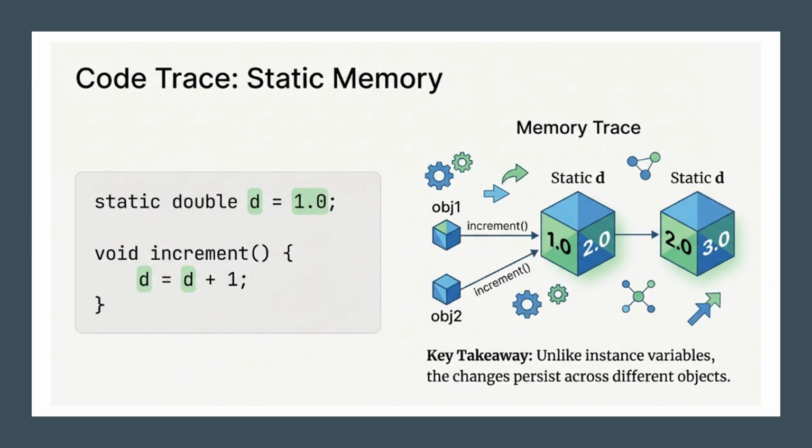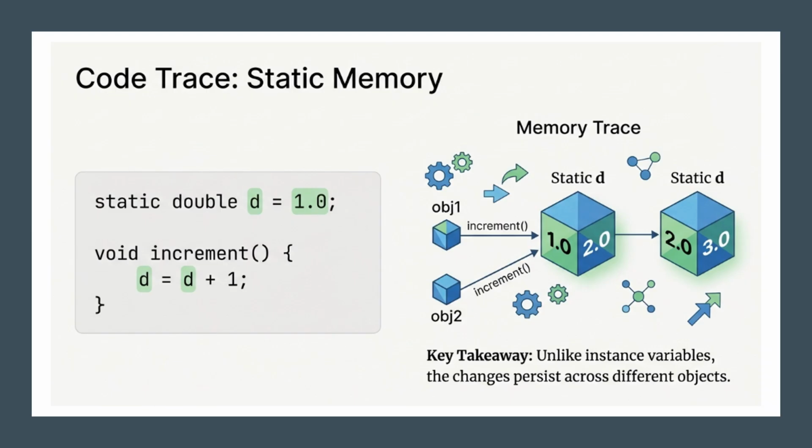A static variable d is shared by all objects, so when one object calls increment and updates the value, the change is reflected for every object. Unlike local or instance variables, static data persists and accumulates changes, making it ideal for values that must remain consistent across the entire class.